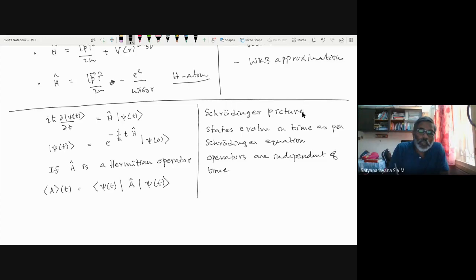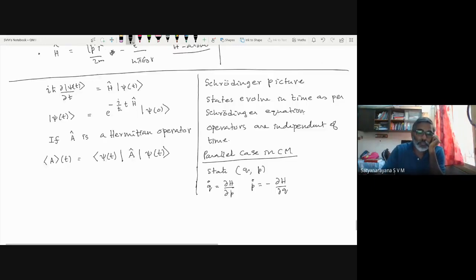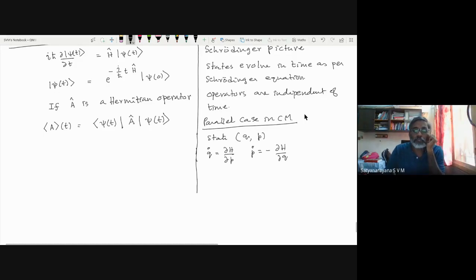Now, we have something similar in classical mechanics also. The parallel case in classical mechanics is the following. You have a state represented by q, p, a point in phase space. And Hamilton's equations of motion: q dot is equal to the partial derivative of H with respect to p, and p dot is equal to minus the partial derivative of H with respect to q. You can solve these equations. These equations are like evolution equations. So you get q(t) and p(t).